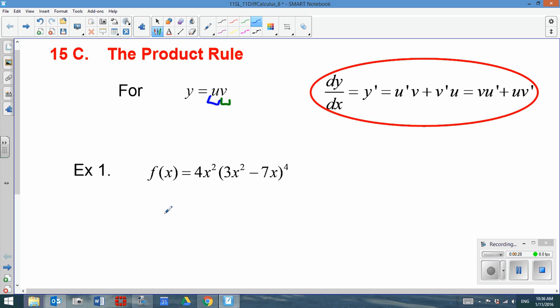So if I were looking at this example of f of x, 4x squared, I would wind up identifying as my u, and 3x squared minus 7x quantity raised to the fourth as my v.